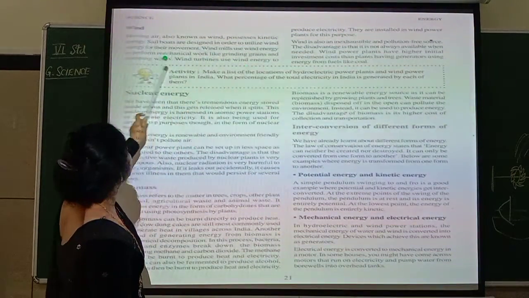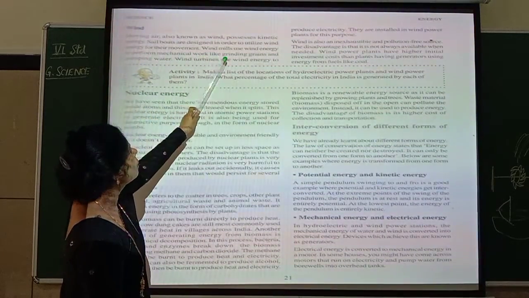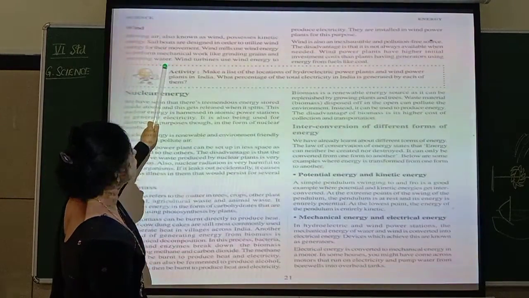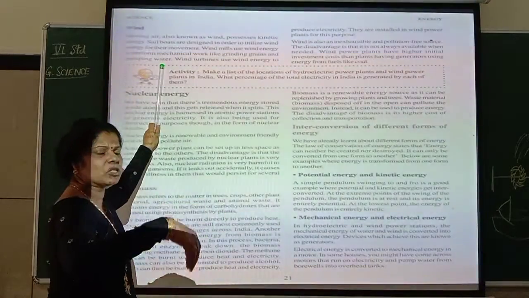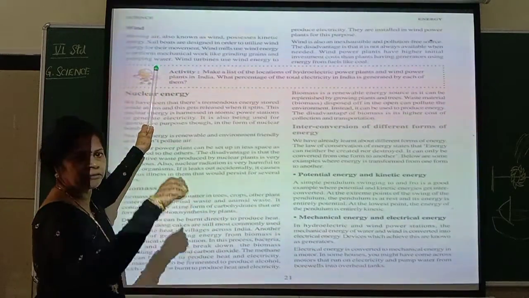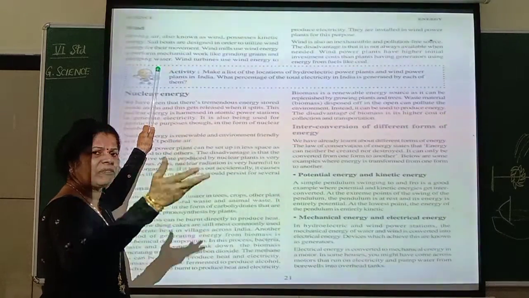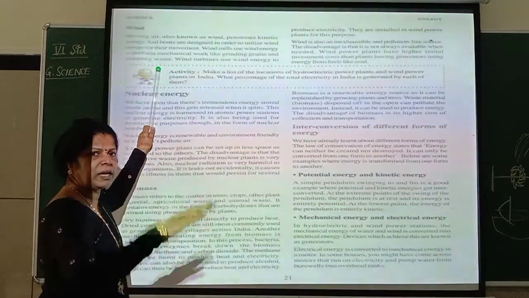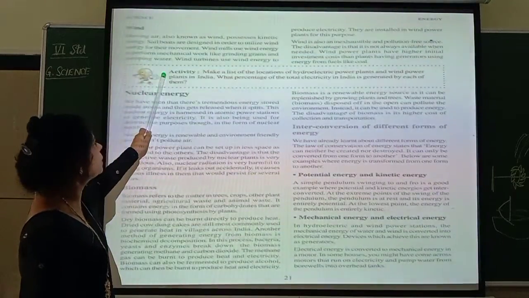Windmills use wind energy to perform mechanical work like grinding grains and pumping water. You have seen the windmills, what do they do? They are used to grind the grains and pump water. For pumping water also, what is required? Wind is required. Once the air is completely filled, you see, water will not come, isn't it? So the movement of the air, or the wind, will help in pumping the water.